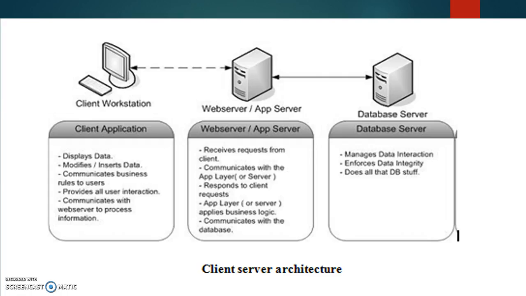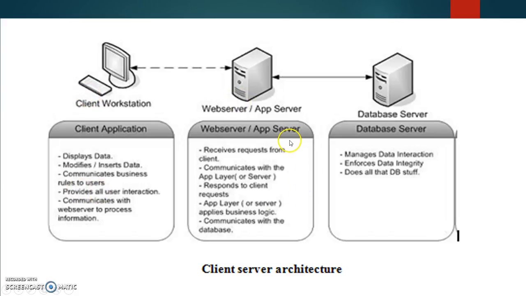This is the client-server architecture: the client workstation, server, and database server. In this client application, a request is passed to the server, where the server retrieves the data from the database server. The main function of this client application is that it displays the data, the user can modify or insert the data, it communicates between business rules and users, provides all user interaction, and communicates with the web server to process information. The user interface which we use in this application is deployed in this client application.